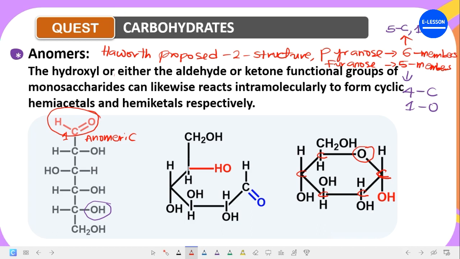They may give you a structure and just say circle the anomeric carbon. You should be able to circle it. Let me take it again. The carbon close to that, carrying this O here, is the anomeric carbon.